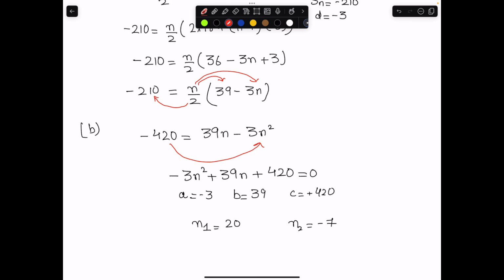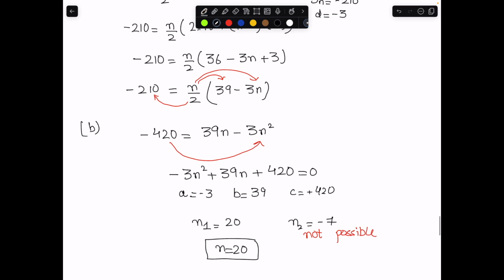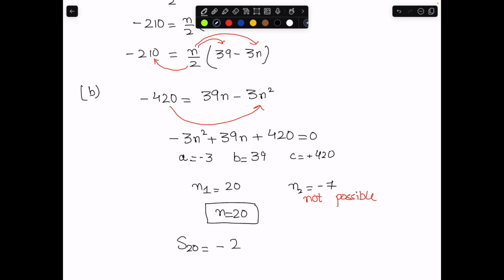I told you that n cannot be negative because you cannot have a negative term. It means you can have a negative number, but you cannot have a negative term because the term always uses the first term, second term, third term. You cannot have a negative one term. So this is not possible. So n is 20, which means that the sum of 20 terms is negative 210.